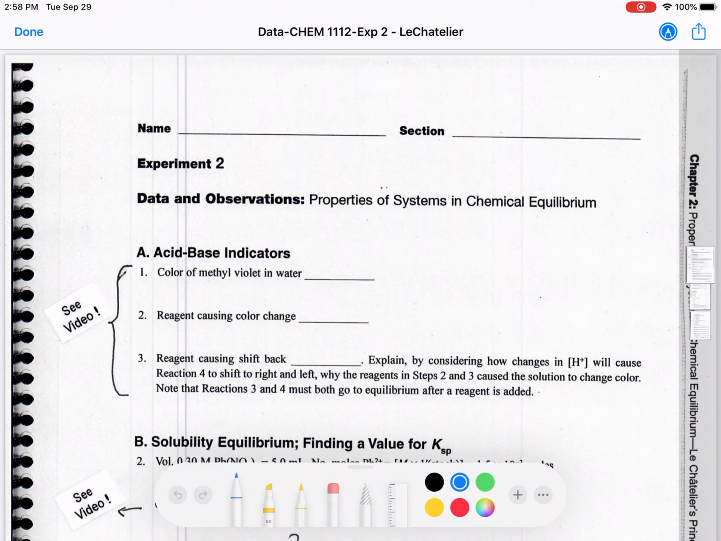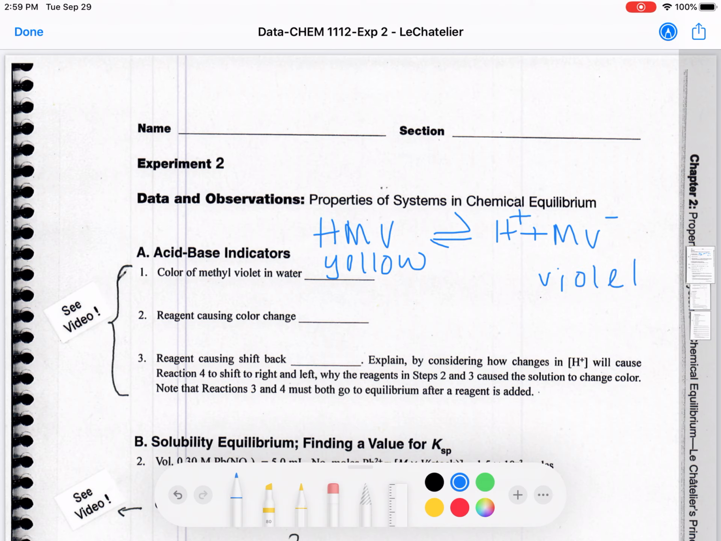We can represent methyl violet indicator as HMV, and this is yellow in color in this form. This is in equilibrium when it forms the ionized form Mv minus, meaning the hydrogen ion of the indicator has been released. So you have H plus and Mv minus. When the Mv minus anion is formed, the color is violet. So you can see that the equilibrium exists between yellow and violet forms.